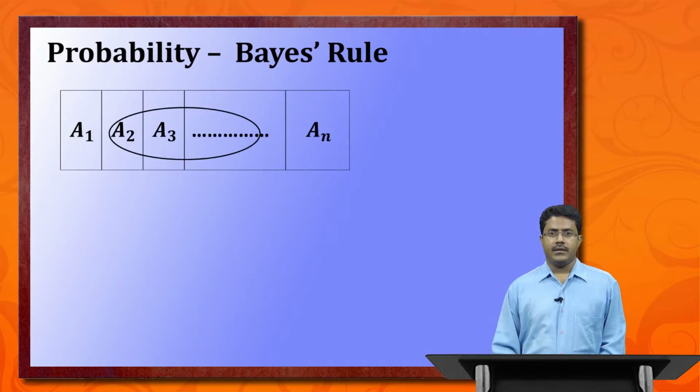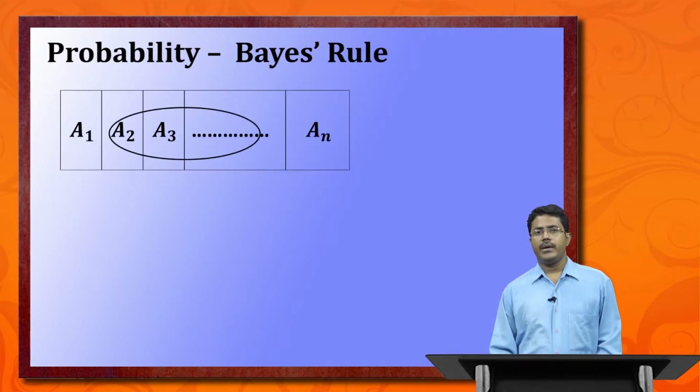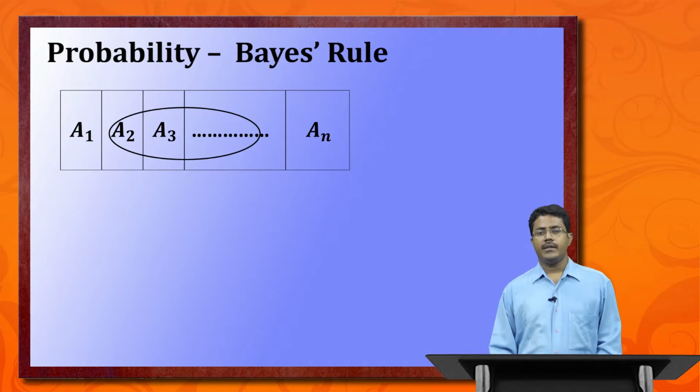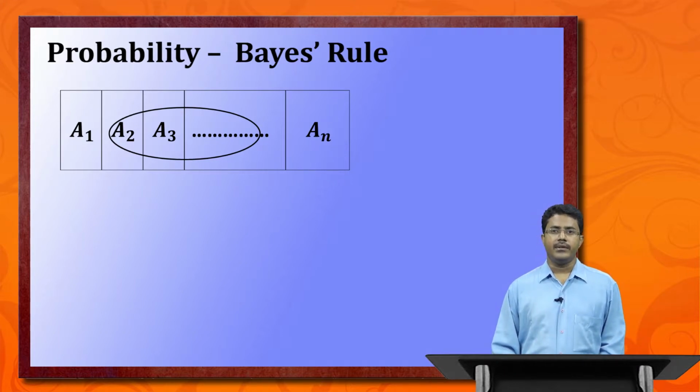So let us take a sample space A1, A2, A3 up to AN. These are in the diagram A1, A2, A3, AN, and we will consider event B, that it has happened. So what is the probability of event A? A means any one of A1, A2, A3, A4. B may have some intersection with A2, A3 or A5, A6, anyway.